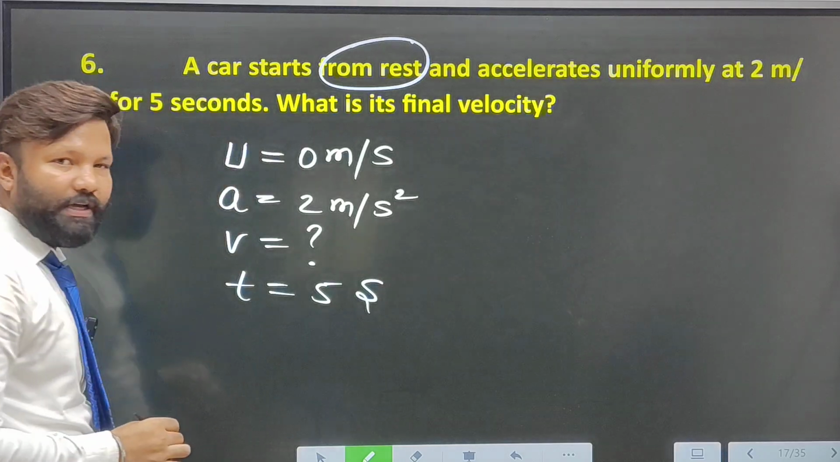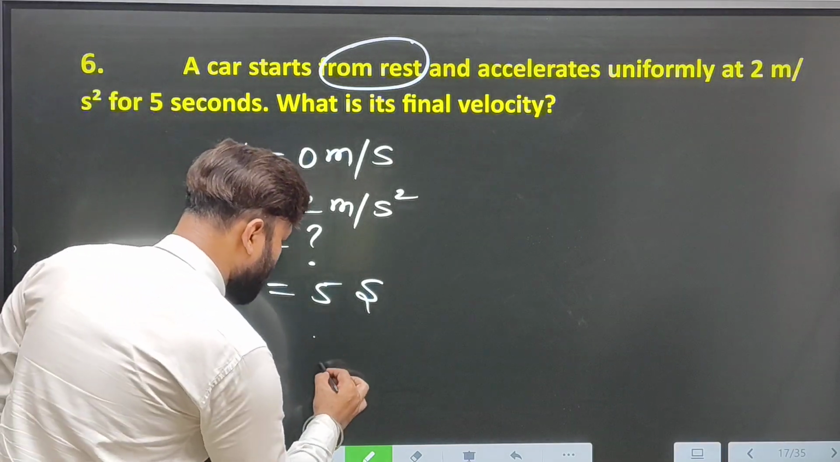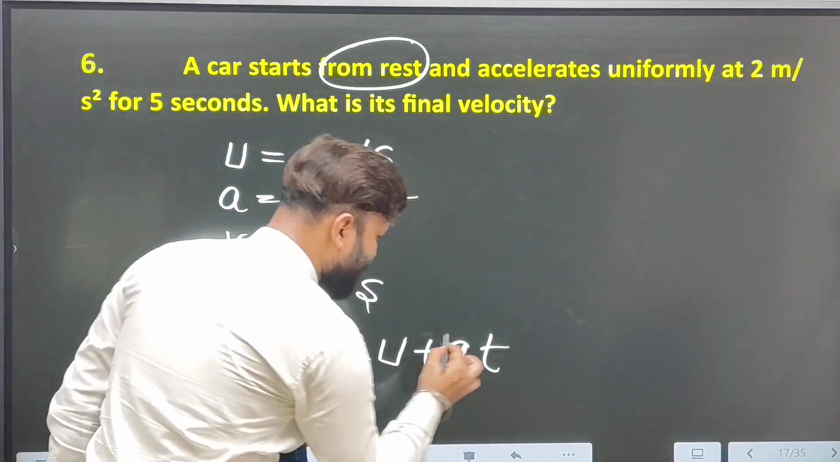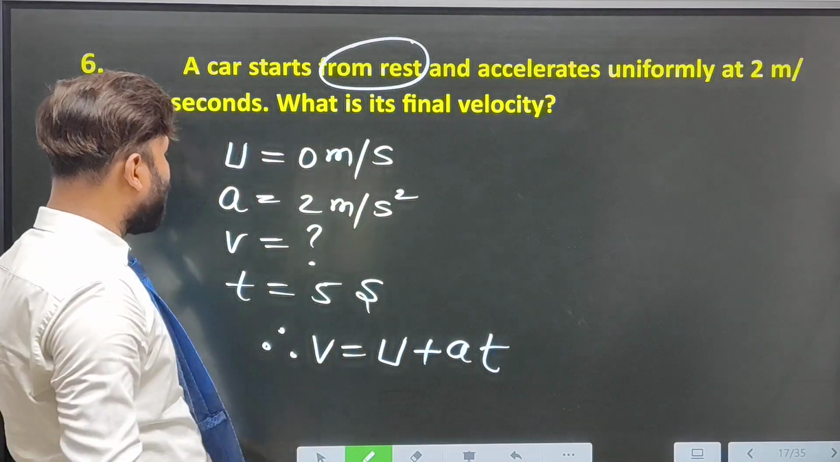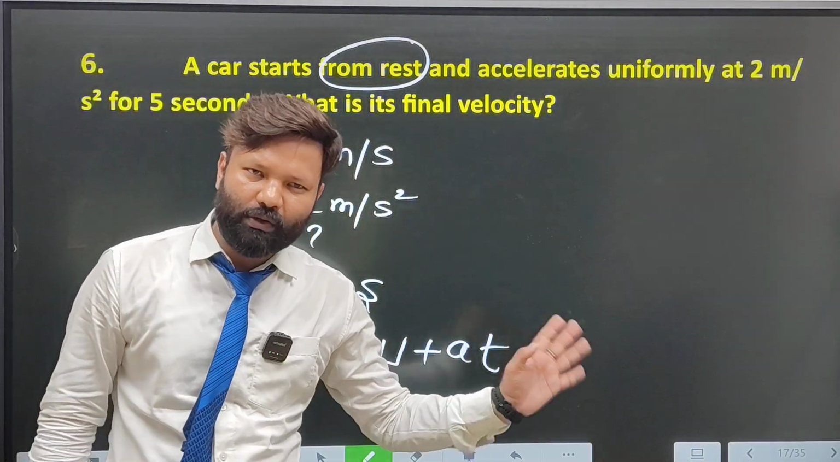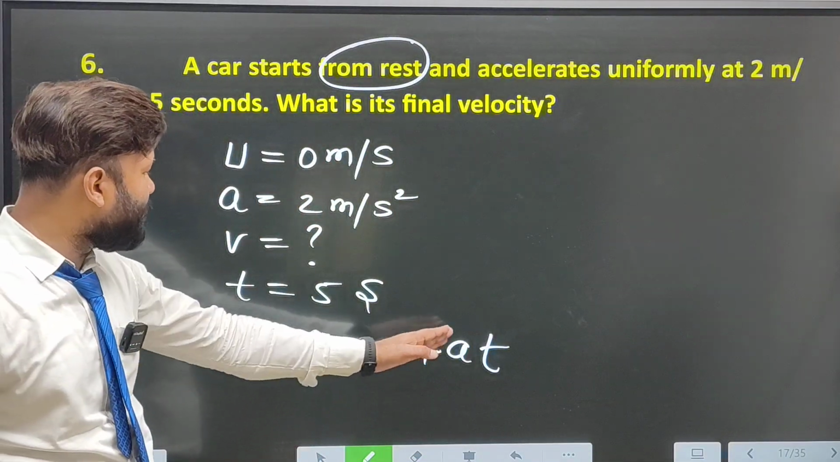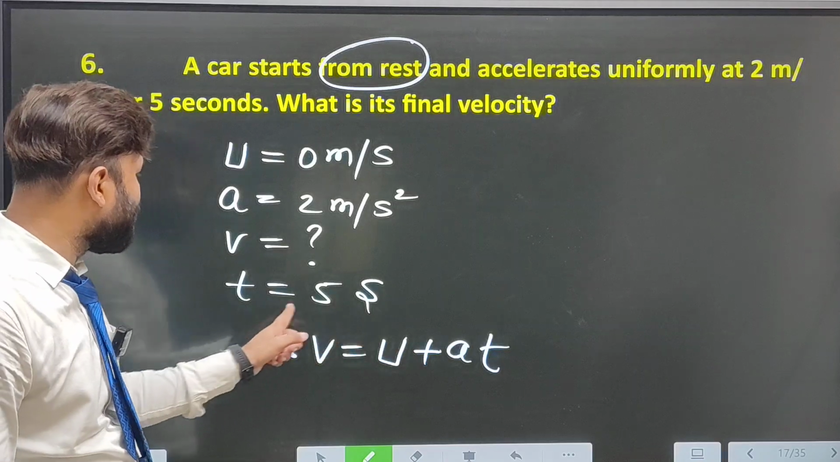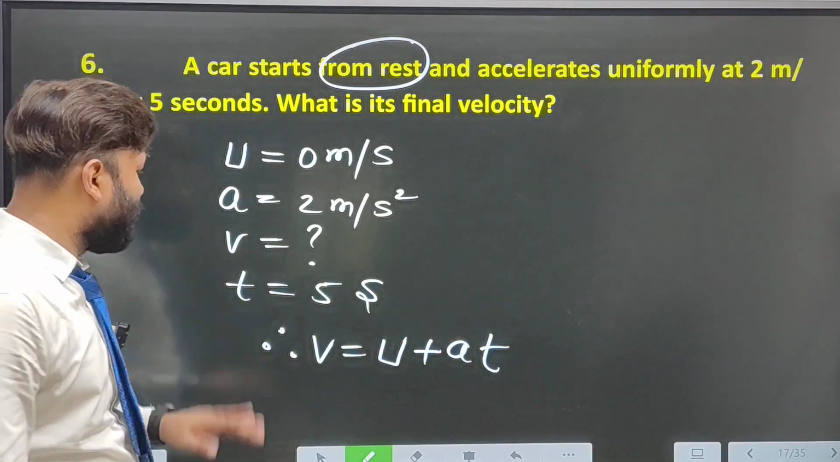So very simple, with the first equation of motion. What is the first equation of motion? V is equal to u plus at. Or we can directly use a is equal to v minus u by t also. So v is equal to u plus at. From this equation, u is given, a is given, time is also given. So we have to find v.